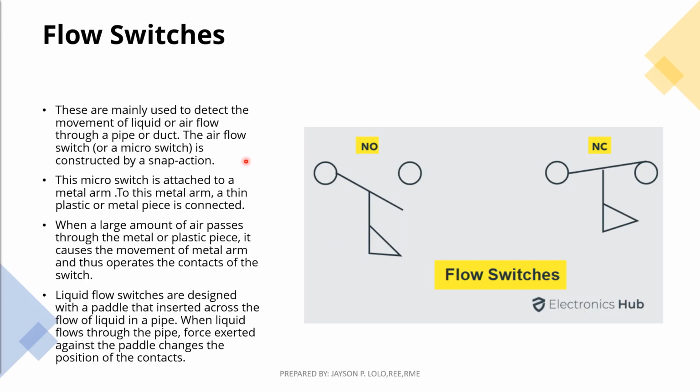Next one is the flow switches. These are mainly used to detect movement of liquid or airflow through a pipe or duct. The airflow switch is constructed by a snap action. The figure shows the switch symbol used for both airflow and liquid flow.